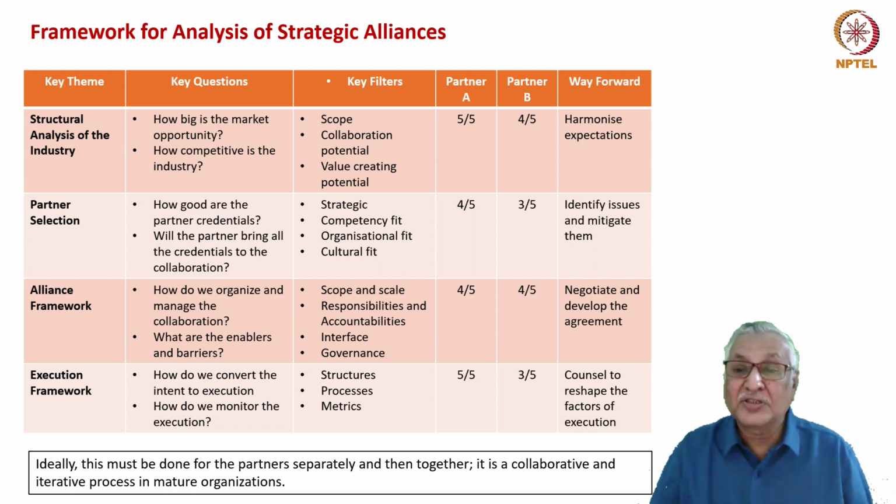In respect of partner selection, that is the partner's capabilities and partner fit, partner A ranks 4 by 5 and partner B ranks only 3 by 5. Then you have to identify the issues and mitigate them.